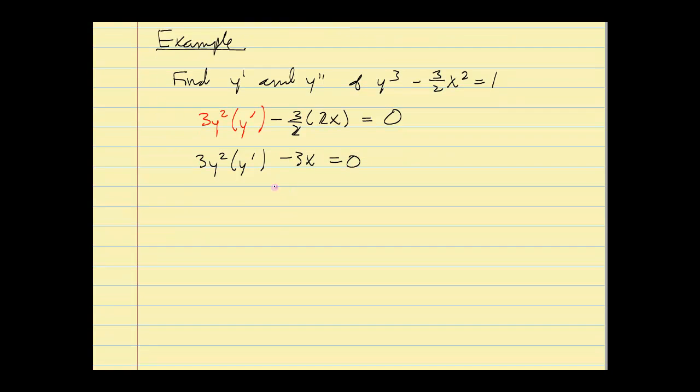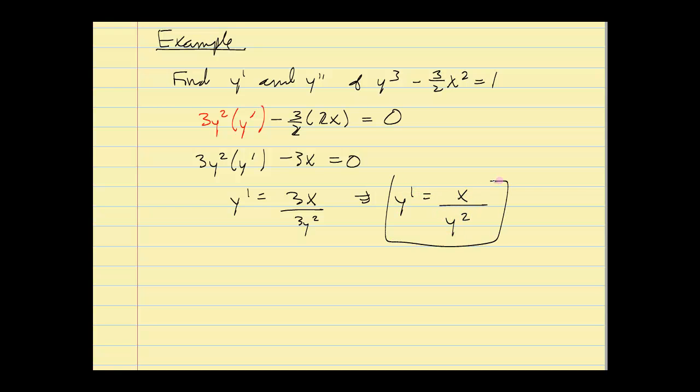Solving for y prime, I get y prime equals, add the 3x across, divide through by 3y squared. So I get y prime equals 3x over 3y squared, which of course we can simplify into x over y squared. So here's my first derivative.